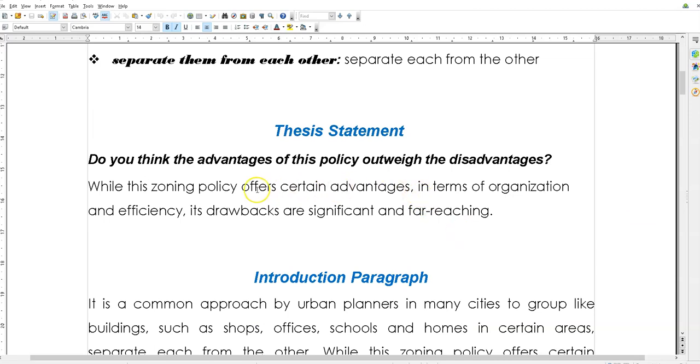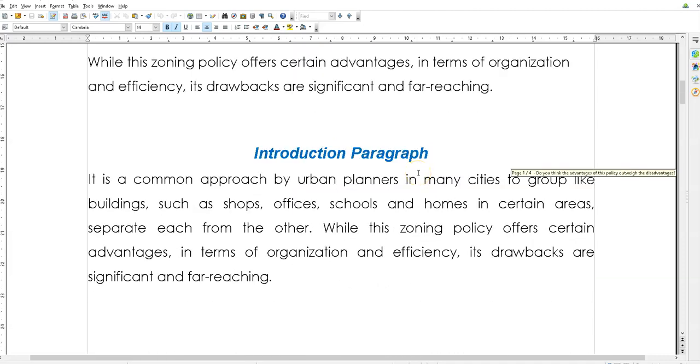I say, well, there are certain advantages in terms of organisation and efficiency, which I talk about in the essay, but its drawbacks are significant and far-reaching. So in a roundabout way I'm saying, well, yeah, the disadvantages outweigh the advantages. So let's have a look.